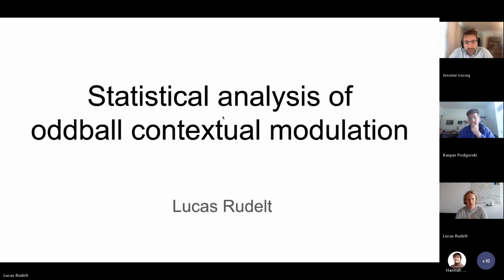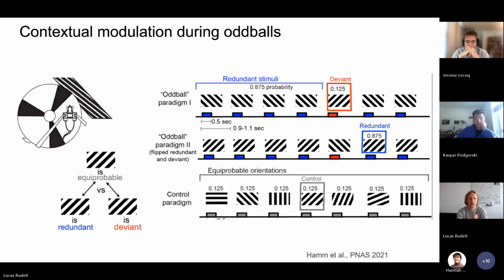No. Okay, so perfect. This is about a statistical analysis of the oddball contextual modulation. So this is really focused on one particular analysis that we have been doing. Nicholas is doing a different analysis in parallel, which we'll probably see next week. So this is really on this contextual modulation part.